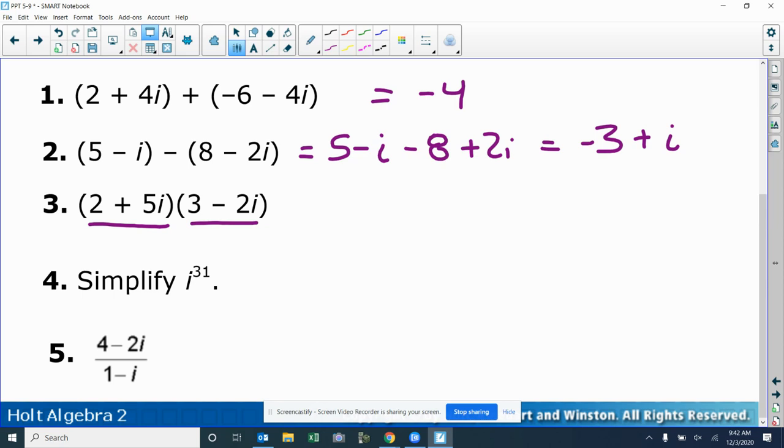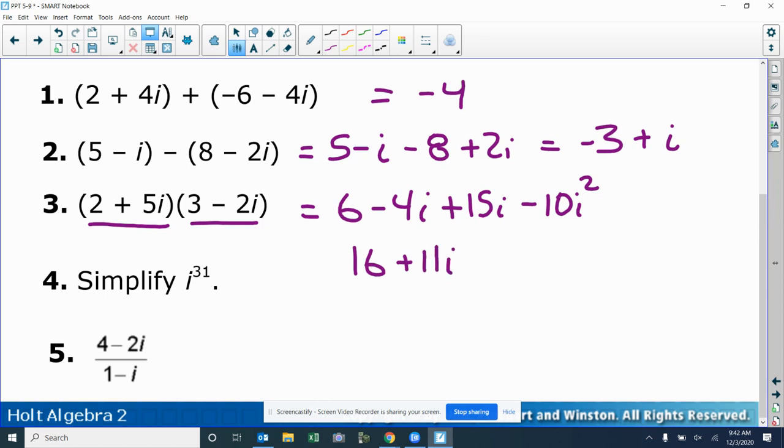So we'll distribute 2 times 3, it's going to give us 6, of course, and then 2 times -2i will give us -4i. We're looking at positive 15i, and then we're looking at minus 10i squared. Minus 10i squared, of course, gets us to be positive 10, and 6 gets us 16. And then we're going to have plus 11i. Pretty sure I got that right.